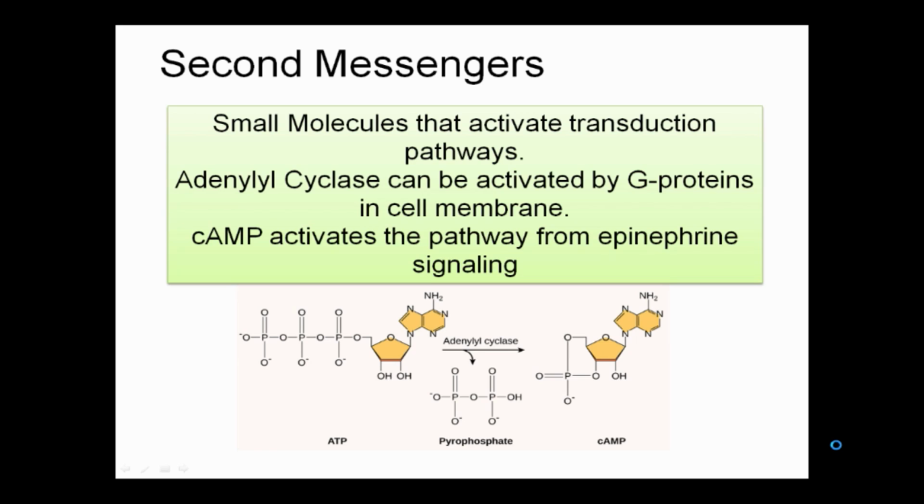Now, because our initial molecule cannot get into the cell, we need to pass on this message to the signal transduction cascade by a second messenger. And there are a couple. So these are small molecules that activate the transduction pathways. One example of this is adenyl cyclase. It's going to be activated by a G protein in the cell membrane, which will give us cyclic AMP, which is going to activate kinase 1 in the epinephrine signaling pathway. So the job of this guy is to activate the first step in the transduction.